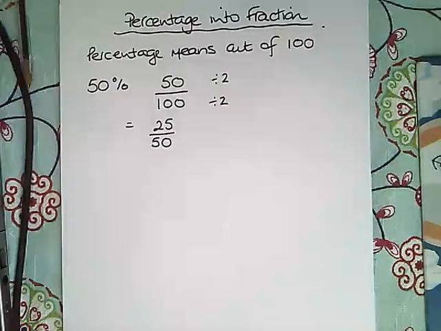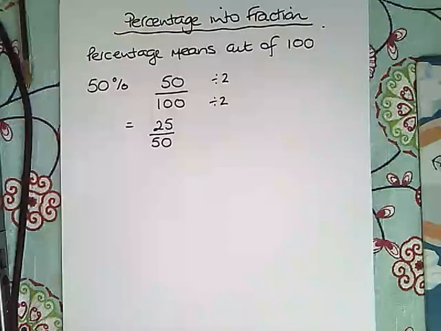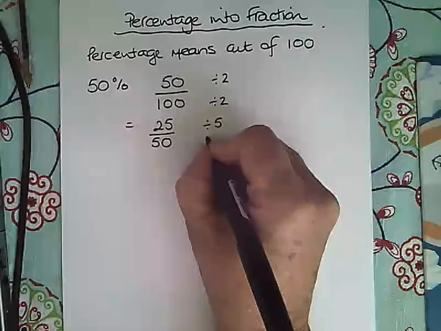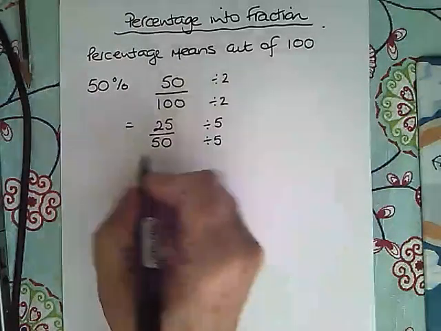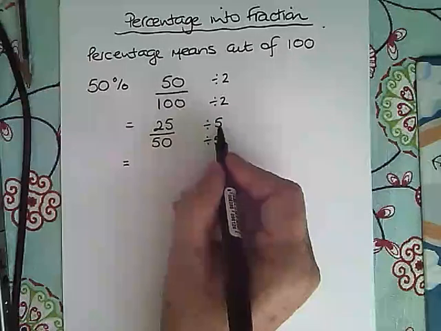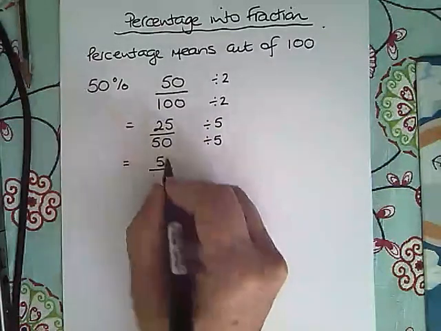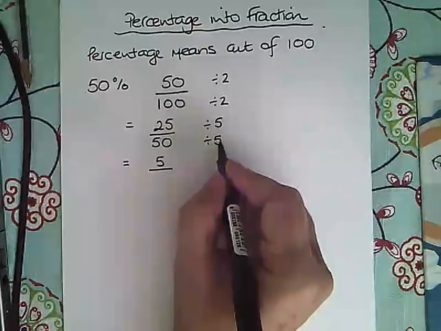25 and 50 are not both even numbers, so I have to work my way up through numbers now, looking for factors of 25 and 50 which are the same. So because they end in a 0 and a 5, that means that 5 will go into 25 and 5 will go into 50. So I divide 25 by 5 and I divide 50 by 5. 25 divided by 5, how many 5s are there in 25? There are 5.